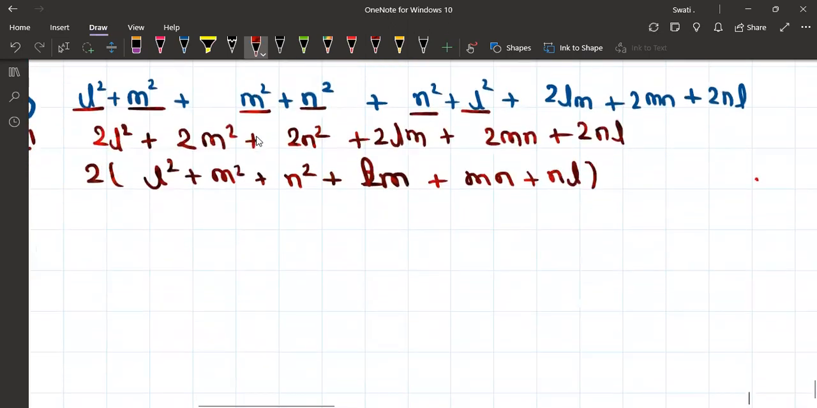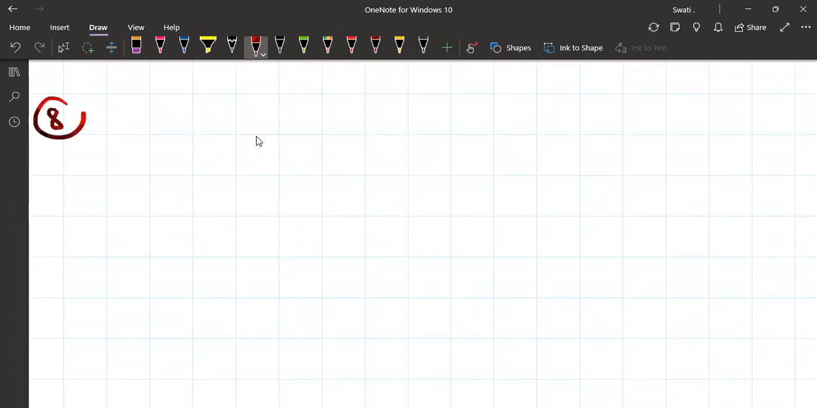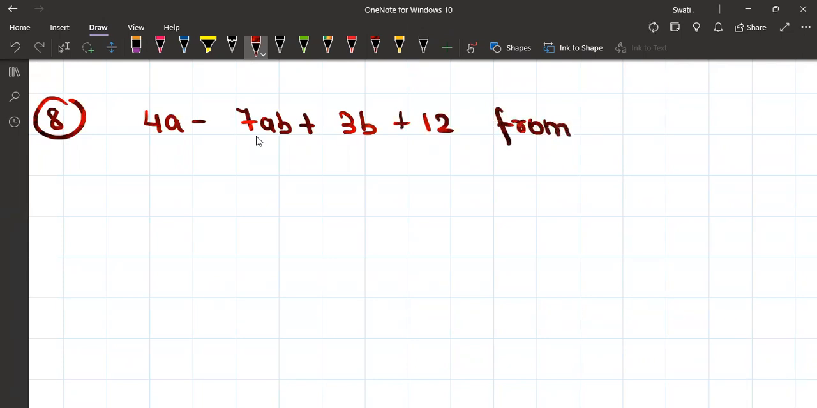All right, so now we can go to the next question, and that is a subtraction question. So let us solve the next question, and that is the eighth question. So in the eighth question, we need to subtract 4a minus 7ab. Here I'm intentionally writing the question and then I'll solve it because I need you to remember this. Okay, so 4a minus 7ab plus 3b plus 12. I need to subtract this from 12a minus 9ab plus 5b minus 3.